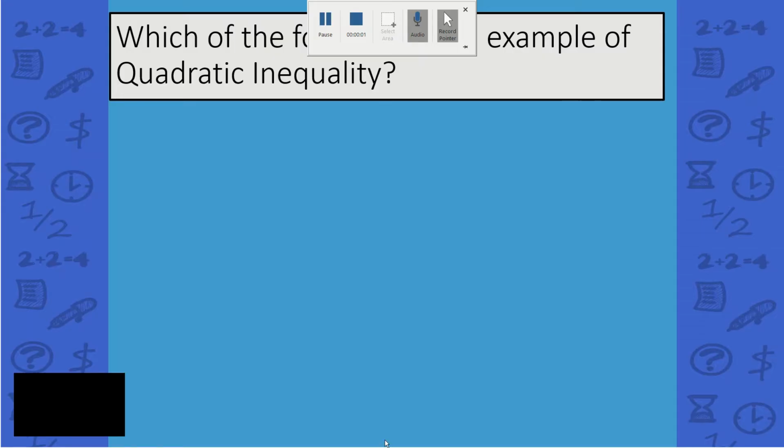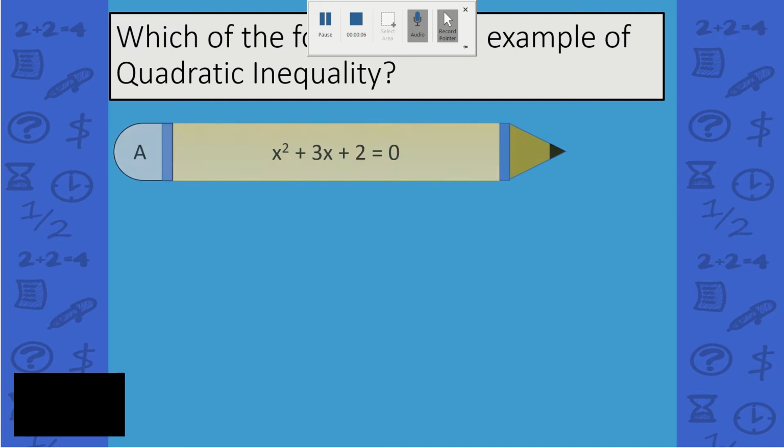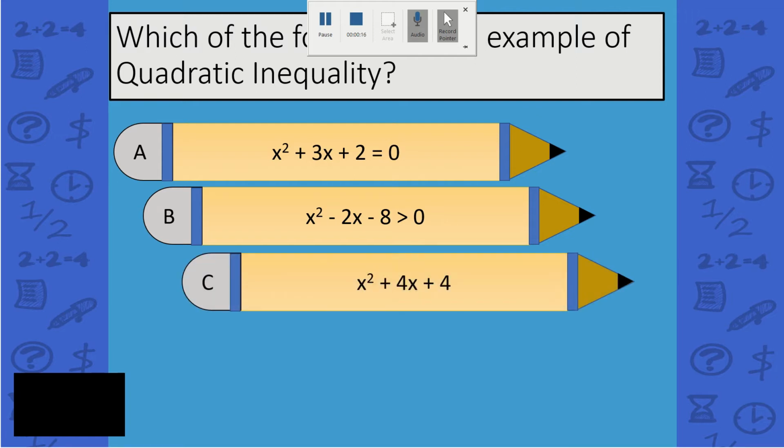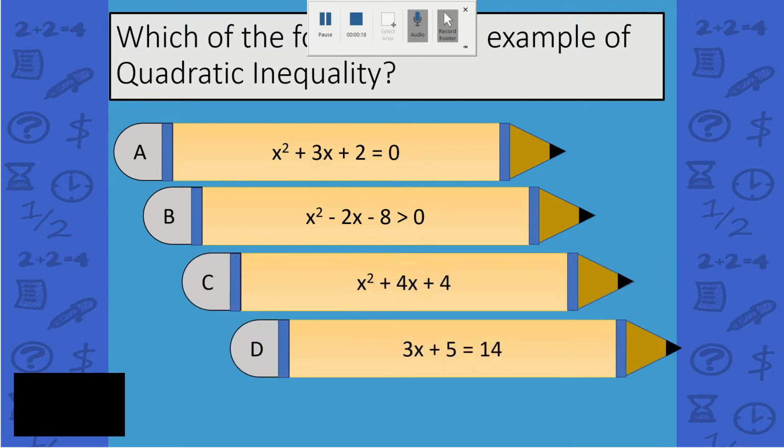Question number 1. Which of the following is an example of quadratic inequality? Is it A, x squared plus 3x plus 2 equals 0? Is it B, x squared minus 2x minus 8 is greater than 0? Is it C, x squared plus 4x plus 4? Or letter D, 3x plus 5 is equal to 14? Timer starts now. Alright, time's up. And the correct answer is letter B, x squared minus 2x minus 8 is greater than 0.